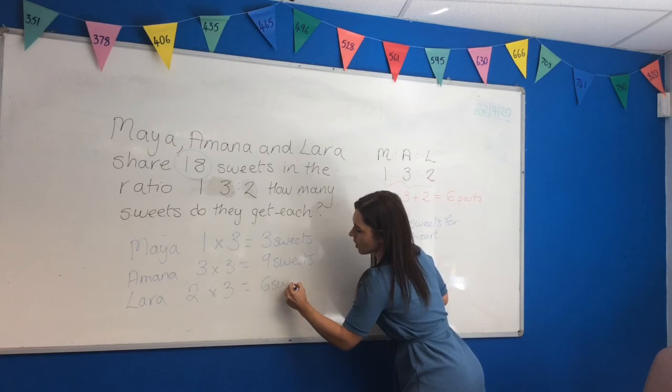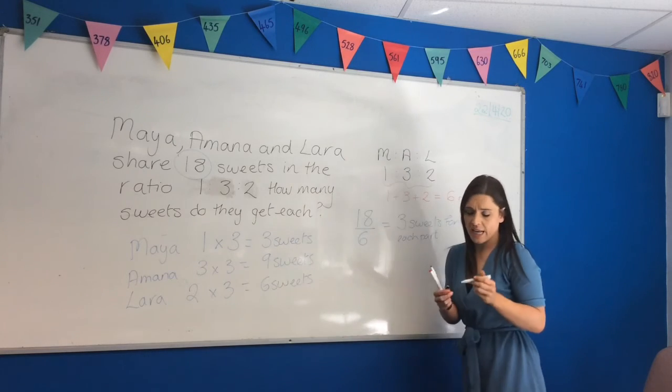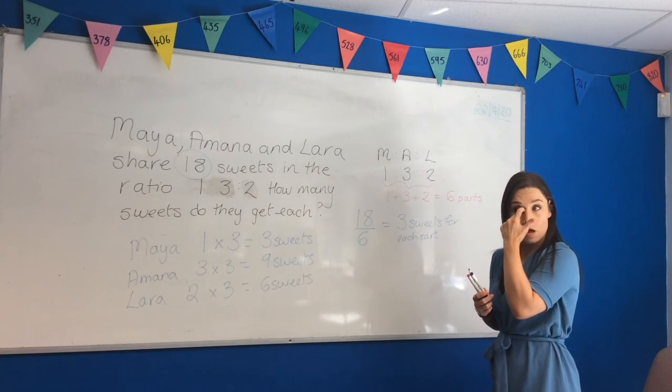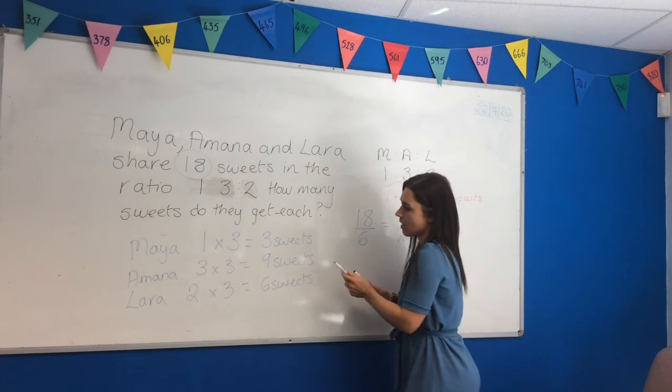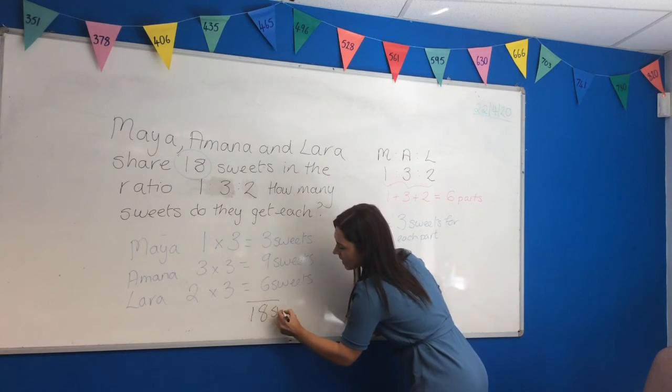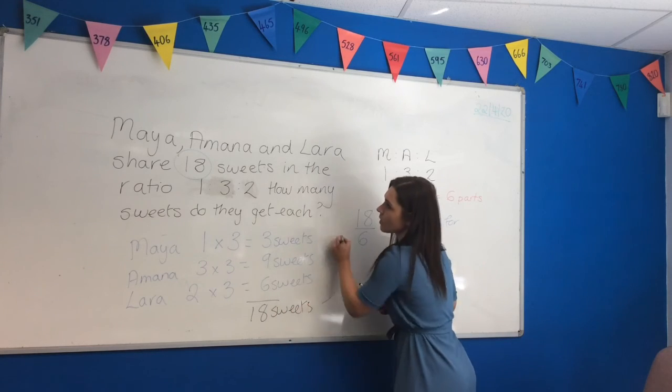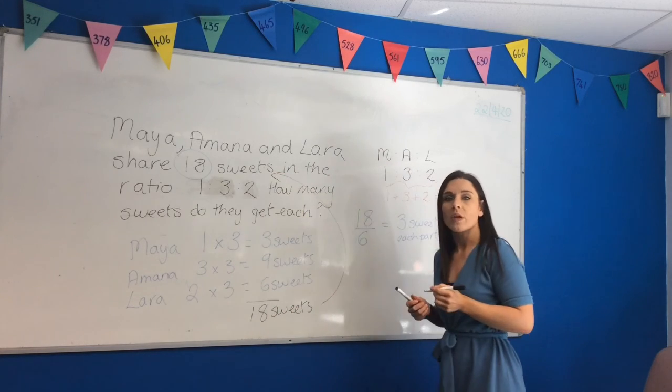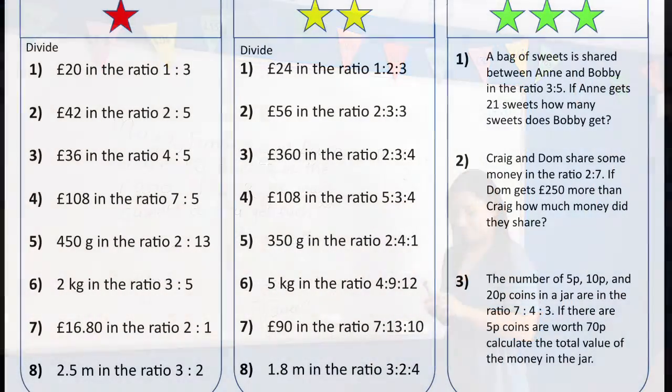gives us 6 sweets. And we can check it by adding up all the parts of the sweets together. 9 plus 6 plus 3 gives us 18. That's the total of sweets we had to begin with, so we know we've done it right.